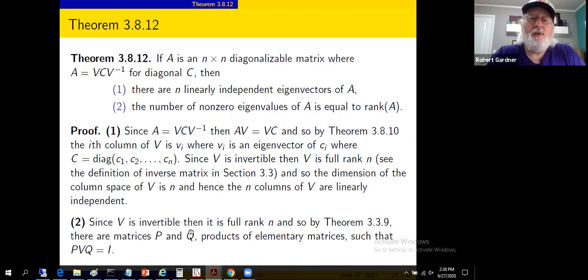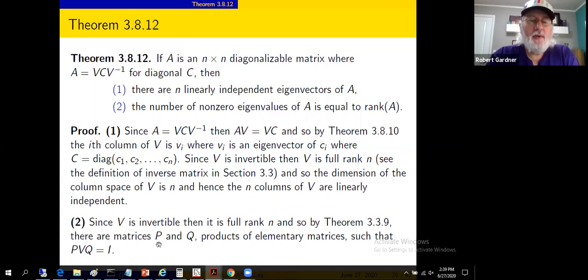All right, V is invertible, so it's got to be full rank. That's what invertible is. By theorem 3.3.9, there are matrices P and Q, products of elementary matrices, such that P times V times Q equals the identity. What's that mean? Let's see. V is full rank. V is invertible. What if you tried to row reduce matrix V? You could reduce it down to the identity.